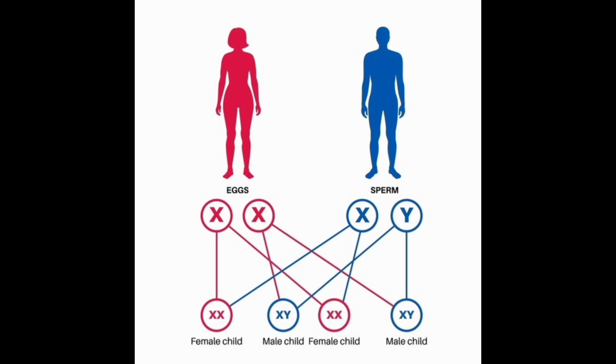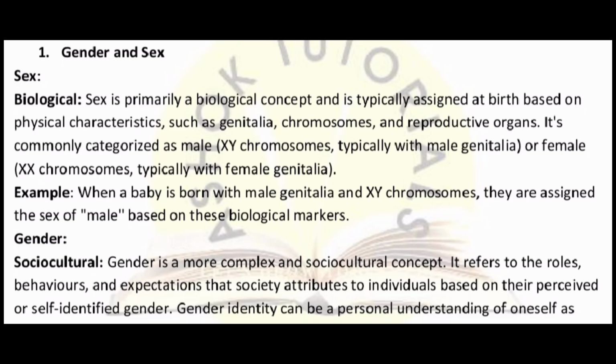So suppose mother has no option, right? Mother has both the X chromosome, so mother will release only the X chromosome and father can release either X or Y. So suppose if the father is releasing Y chromosome, then the child will be born as a male, and suppose if the father is also releasing X chromosome, then the child will be born as a female, right?